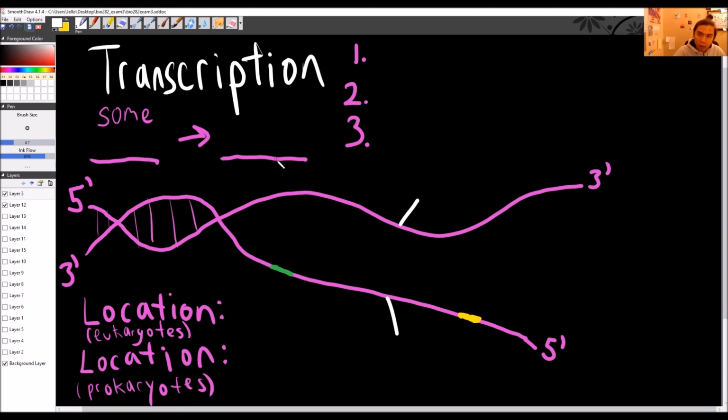With replication, the purpose was to duplicate the entire genome indiscriminately. Transcription is a lot more specific. You do not want to transcribe the entire genome into RNA. That'd be kind of pointless. You want to only transcribe part of the DNA. So you go from some of an organism's DNA to RNA.